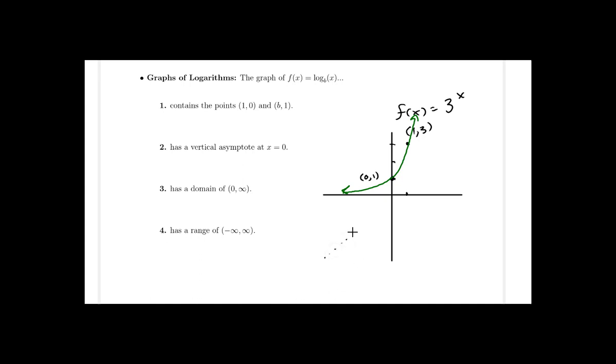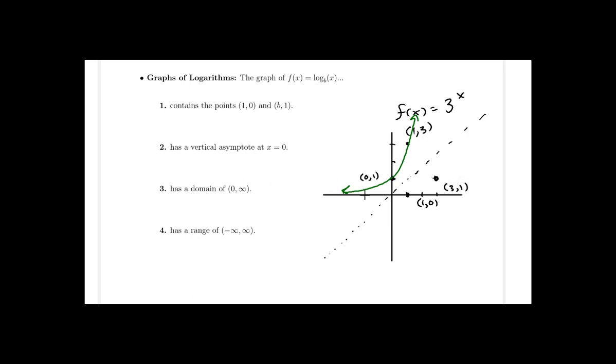symmetric with one another about the line y equals x for one. And then remember, a function and its inverse, their inputs and outputs are just switching. So what that means is that if (0, 1) is on the graph of f, then (1, 0) is on the graph of f inverse. Okay? And if (1, 3) is on the graph of f, then (3, 1) is on the graph of f inverse.